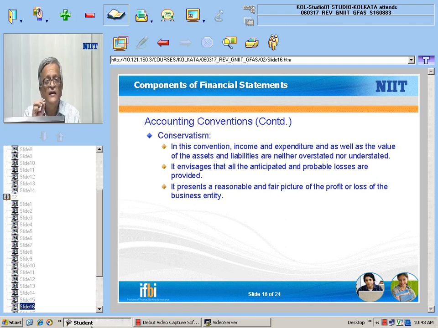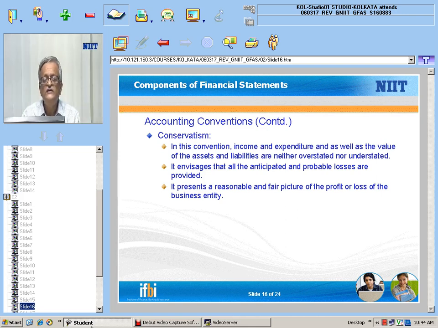So items of expenses, income, and assets and liabilities which are there in the balance sheet should neither be overstated nor understated. If the value is 10,000, it should be mentioned as 10,000 only. You cannot say 12,000 or 8,000 or something like that. So an item of income, expenses, assets and liabilities has to be stated at the actual value. It cannot be overstated nor can it be understated. This is the concept of conservatism.